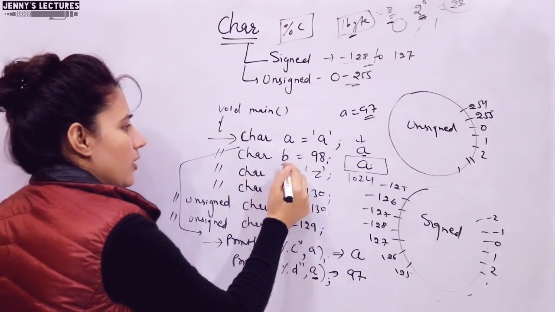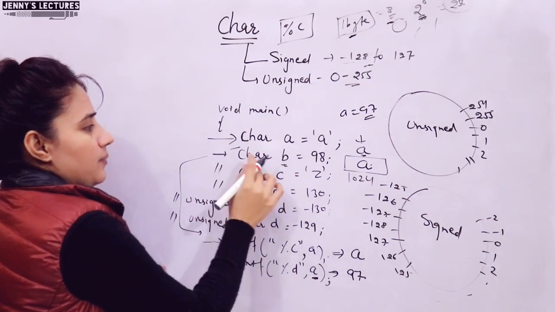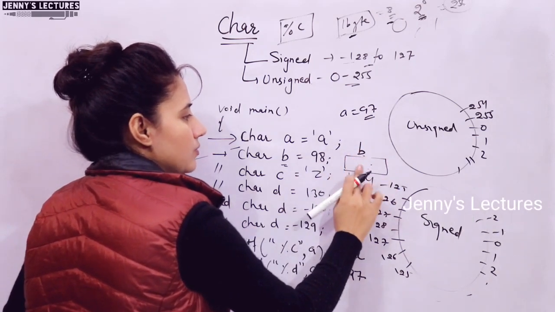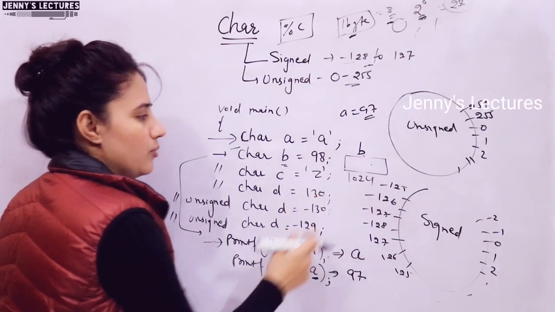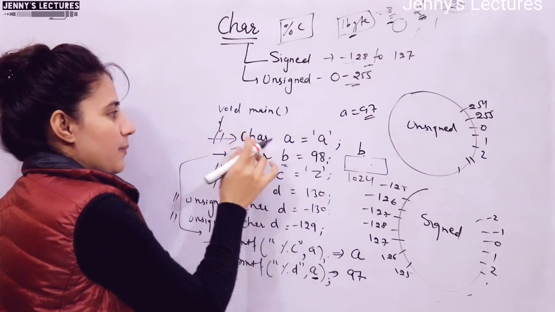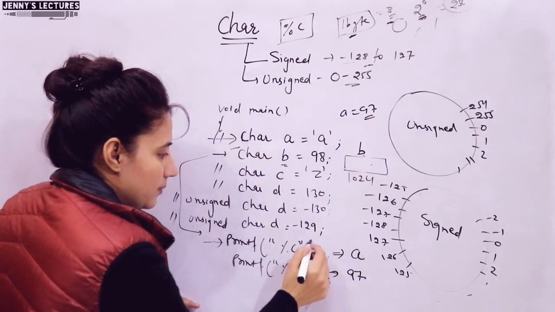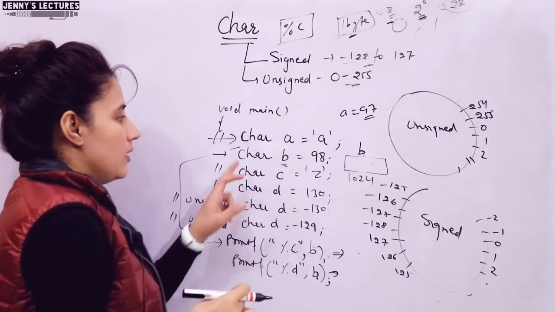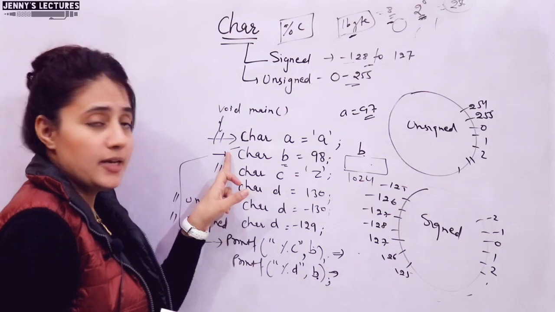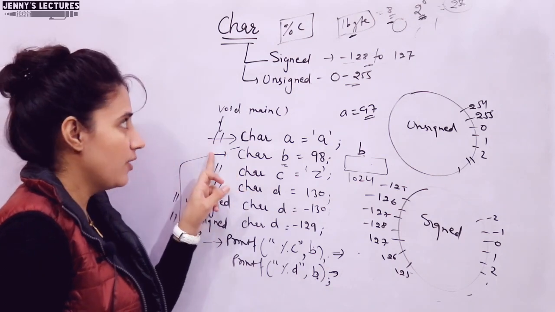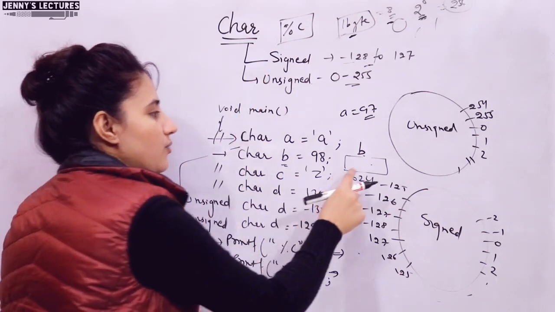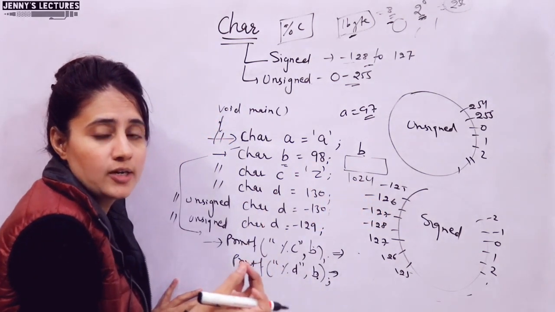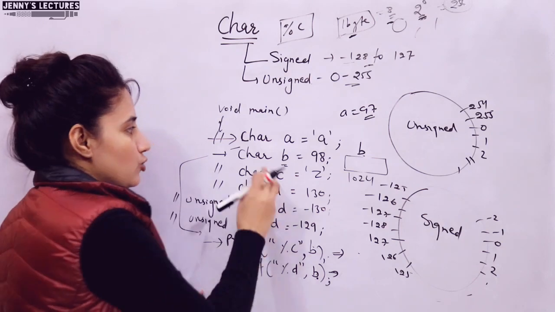Now let us take this one. We have character b and 98, and this location is suppose b now, and the address is this one, or you can change the address. This line is a comment line, and here I am printing b and b. Now what would be the output? By default, character is signed, since I have written neither signed nor unsigned. When we store this 98, first of all we have to check whether it is within the range or not, right?